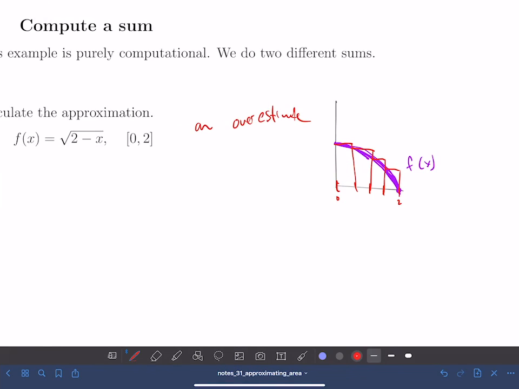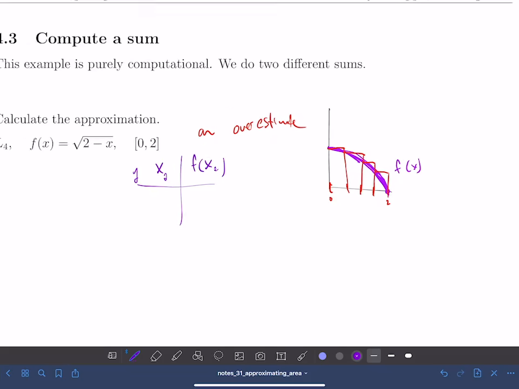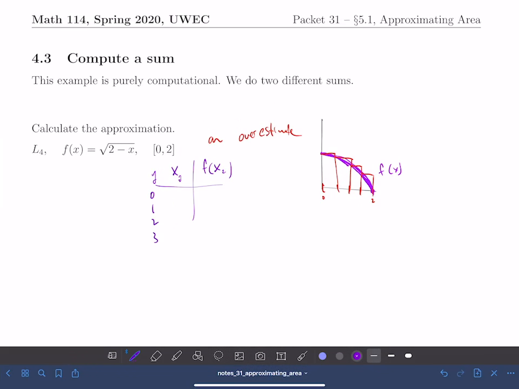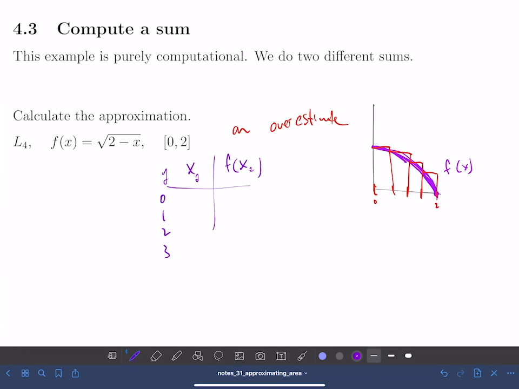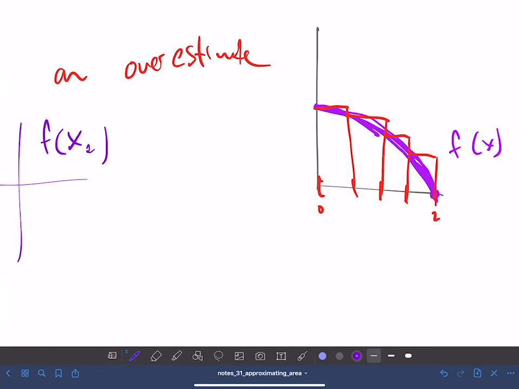Okay. I really like developing a table. I'm going to put my x's and my f of x's, and I'm going to put my sub j's right there. The left has us work over the first 4 indices: 0, 1, 2, and 3. Our x values are 0, 1/2, 1, and 3/2, taken as 0 plus 1 times a half, 0 plus 2 times a half, and 0 plus 3 times a half.